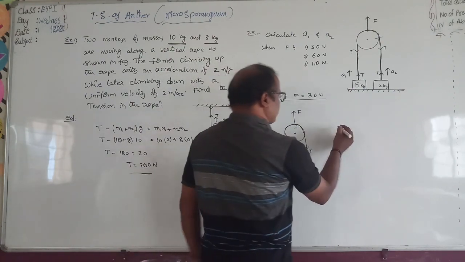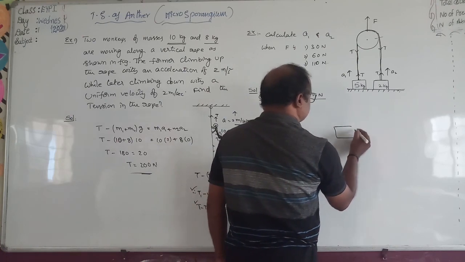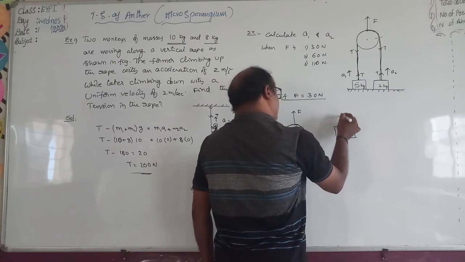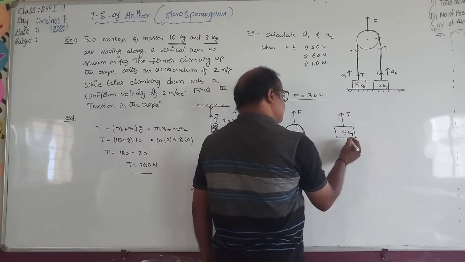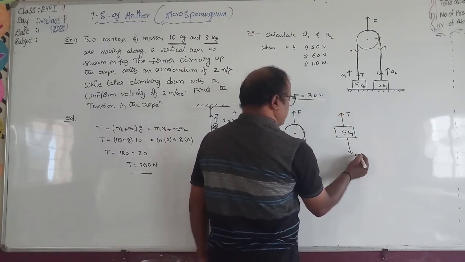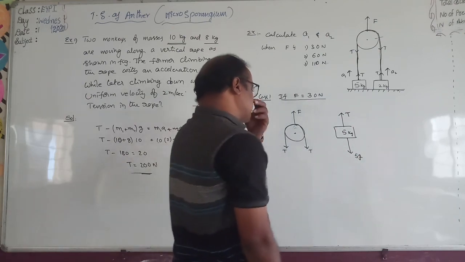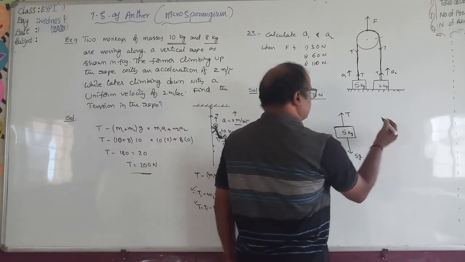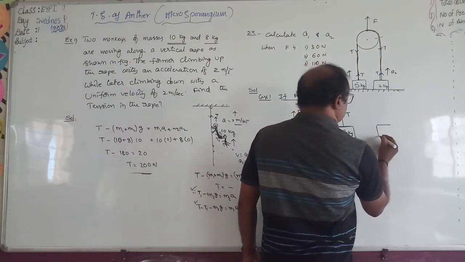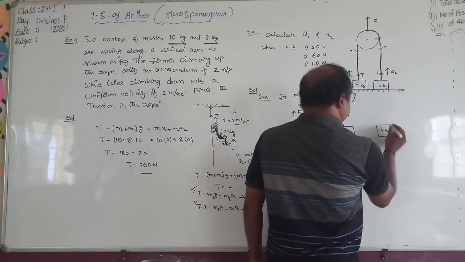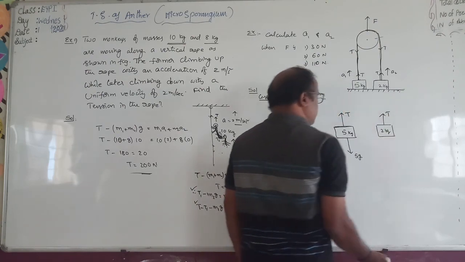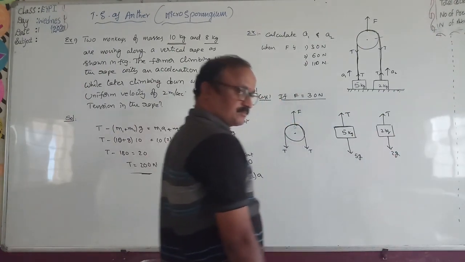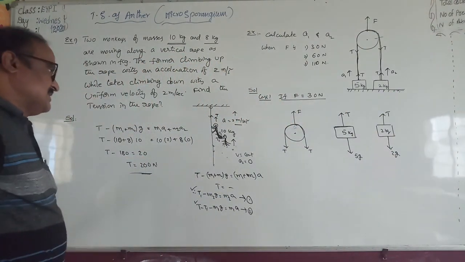And for the first one, the 5 kg block, the upward force acting on it is T and the weight of the block is 5 into g, mg, acting in the downward direction. And the second block, whose mass is 2 kg. Here also capital T is acting in the upward direction and its weight 2g is acting downwards.